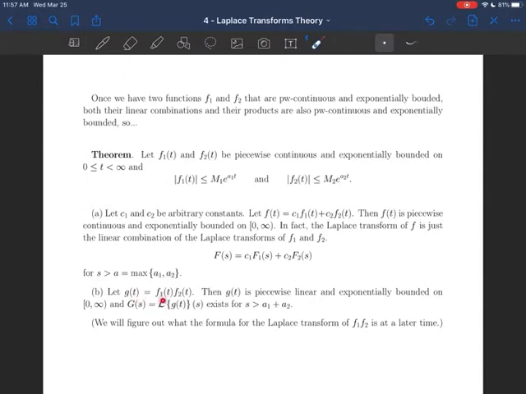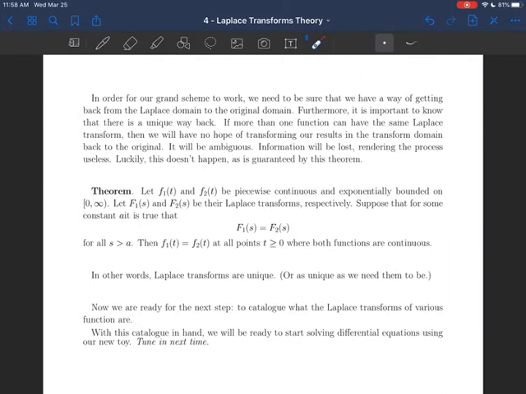Great. It also turns out that this works for products. So if g of t is equal to f1 times f2, then g of t is piecewise continuous and exponentially bounded on that same interval. And this Laplace transform exists for s bigger than a1 plus a2. And you can see why it would be that, because you would be multiplying these two bounds together. You get e to the a1 plus a2 times t. Now, we're not going to write down the formula for that yet. That turns out to be a little bit more complicated than we want to get into right now. But we know that it exists, which is good. All right, so we can expand the world of functions for which we know that Laplace transforms exist.